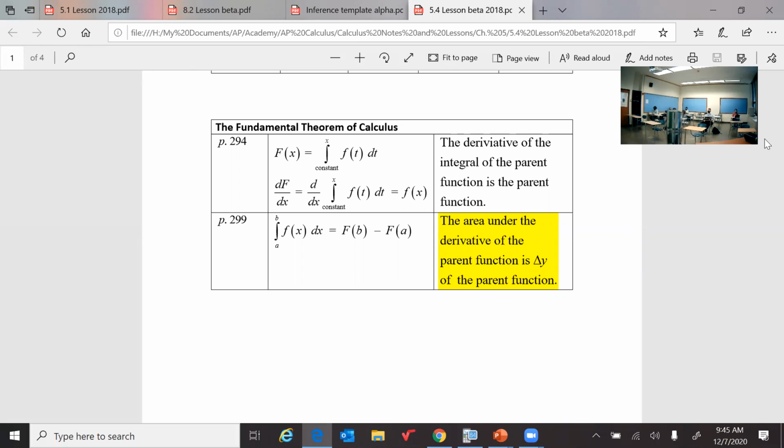So what does this mean? The sum of all these rectangles that are that tall and that wide. We take the parent graph of B input, subtract the parent graph of A input, and that is telling you the area under the derivative corresponds to delta y of the parent graph. So your H chart would look like this.